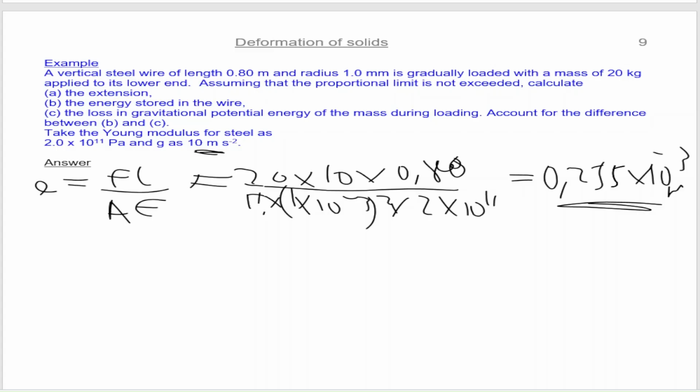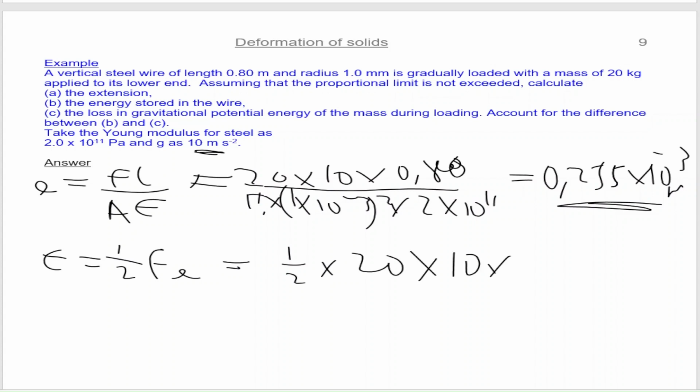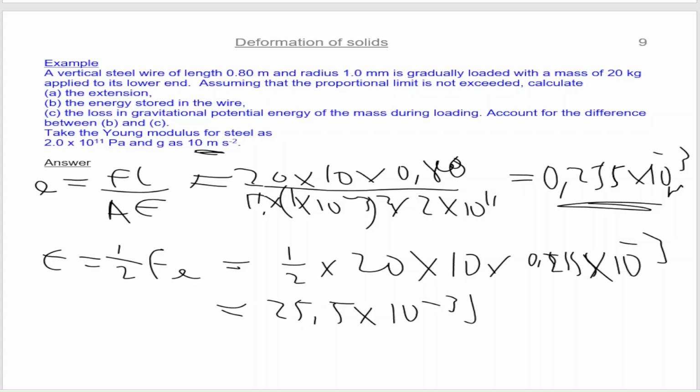Then B says the energy stored in the wire, energy stored is just equal to half Fe. And this is equal to half. F is 20 kgs times 10 to convert to newtons. Then multiply by what we found earlier on, that 0.255 times 10 to the power of minus 3. If you do the maths there, you're just going to get 25.5 times 10 to the power of minus 3 joules, 25.5 millijoules.